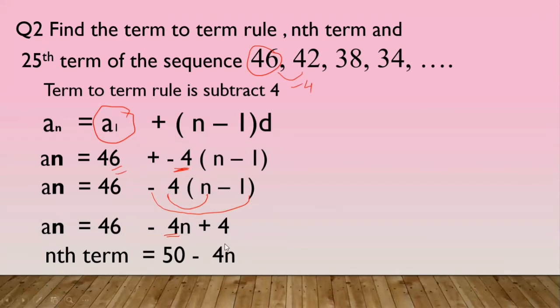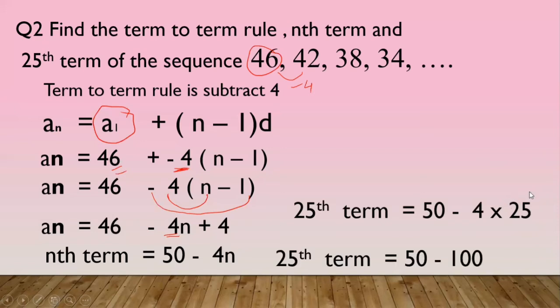Okay, now let us understand how to find the 25th term. So for finding the 25th term, what do we do? We simply substitute the value of n with 25, whatever term is asked. That is the position. n is the position. So for the 25th term, in place of n, we substitute 25. So 4 into 25 is 100. And that is how we get the 25th term as 50 minus 100, which is equal to minus 50.